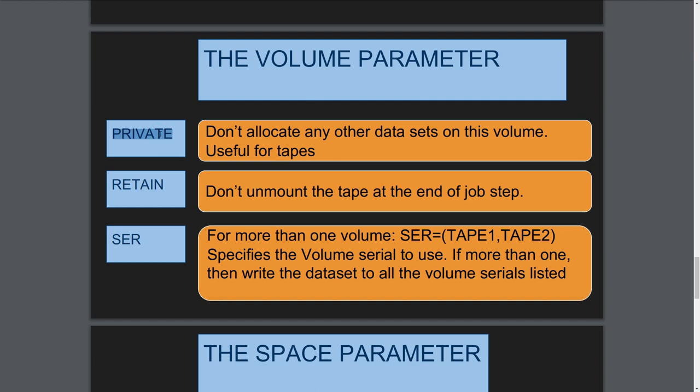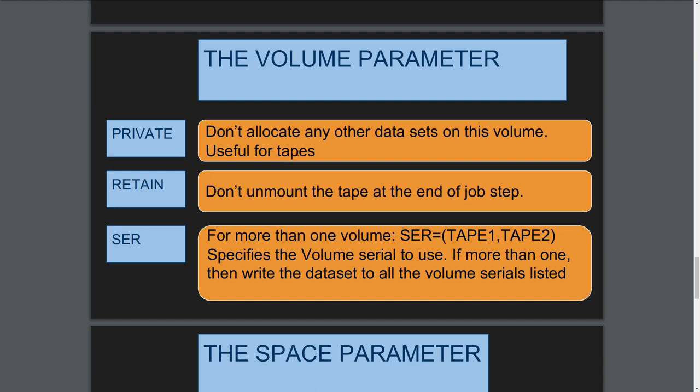So here are some more parameters to the volume. Those will be called subparameters in JCL. So this is the main parameter. This is the subparameter. Private means don't allocate any other data sets on this volume. So this is of course only useful for tapes, not for disk. You don't want to have only one data set on a disk device. That would be disastrous use of capital.